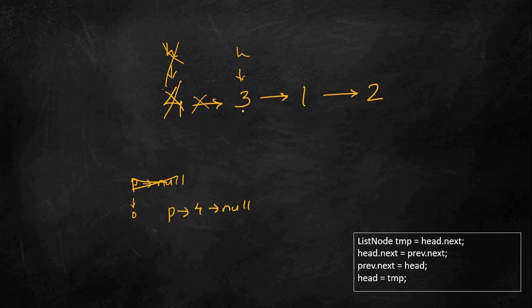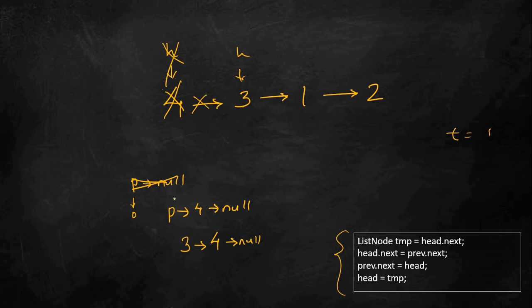whether this value is less than my previous dot next. If it is less than my previous dot next, it will use the same formula where temp equal to head dot next. So let's say temp is 1, then head dot next equal to previous dot next. So previous dot next is 4, head dot next equals previous dot next. That means 3 dot next equal to previous dot next, which is 4, and 4 is pointing to null.